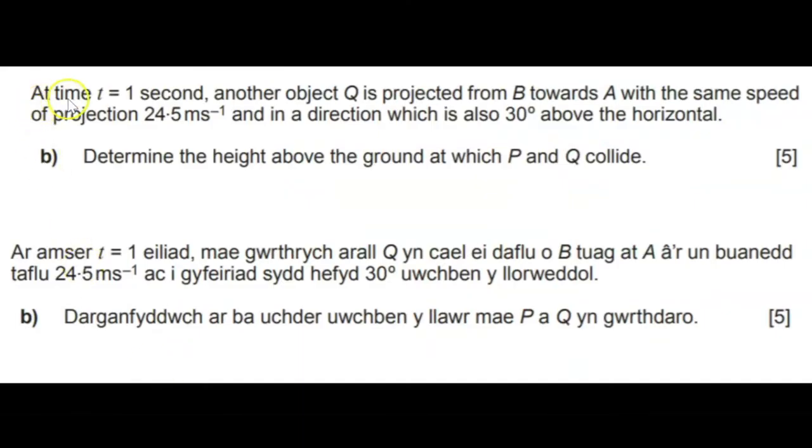So if we now move on, at time t equals 1 second, another object Q is projected from B towards A with the same speed of projection, 24.5 meters per second, and in a direction which is also 30 degrees above the horizontal. Determine the height above the ground at which P and Q collide.